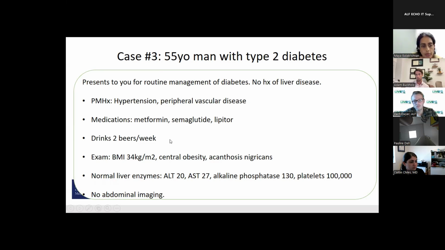He does drink a couple of beers a week. His BMI classifies him as having obesity. It's centrally distributed. He has signs of insulin resistance. And you look at his liver enzymes, and you see historically they've always been normal, but I will just point out a couple of things. The AST is a little bit higher than the ALT, and his platelets are low. You don't have any abdominal imaging, but right there, the low platelets might make you start thinking that this patient may have cirrhosis. Platelets under 150,000, you start to think about that.